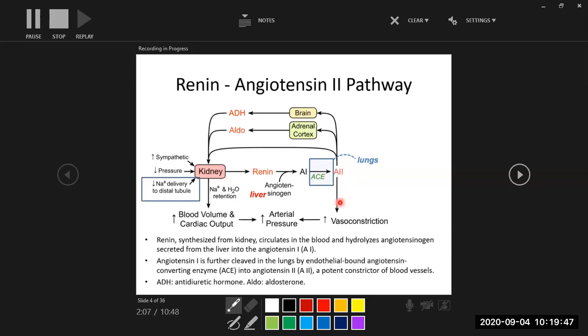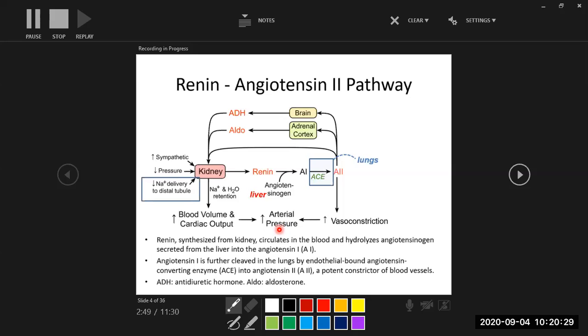And angiotensin 2 has effects to cause vasoconstriction. Indirectly, it tells the brain, in the pituitary gland, to release ADH. It will work on the kidney. It will tell the adrenal cortex to release aldosterone. It will also work on the kidney, and this will cause water reabsorption and sodium reabsorption respectively, increasing the blood volume and the cardiac output. So CO, TPR, we have increased blood pressure. So that is this pathway.